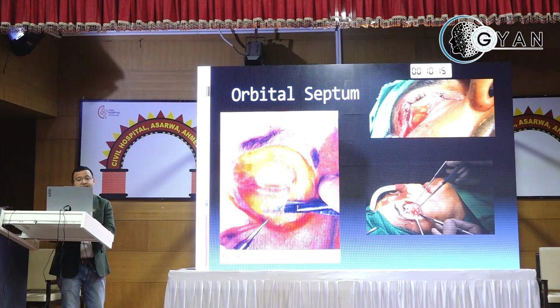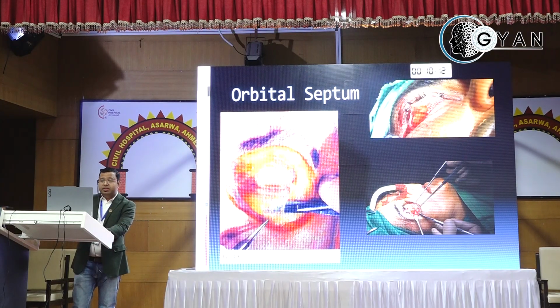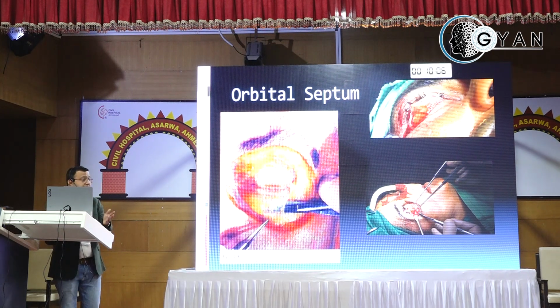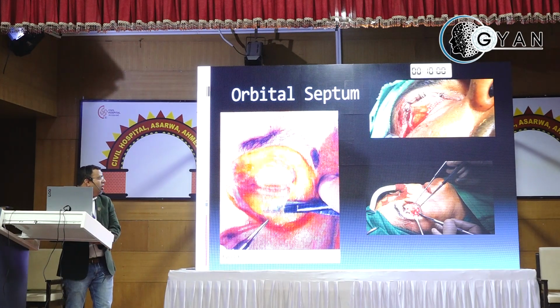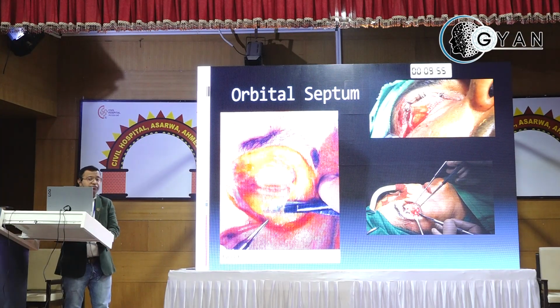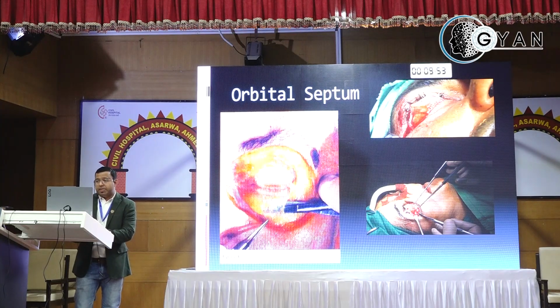The next is the orbital septum. Now again, this is a very important landmark. Just posterior to the muscle, there will be the orbital septum, as Dr. Indrajit has already explained. Basically, this orbital septum is a continuation of the orbital periosteum. It creates a diaphragm between the face and the orbital contents.